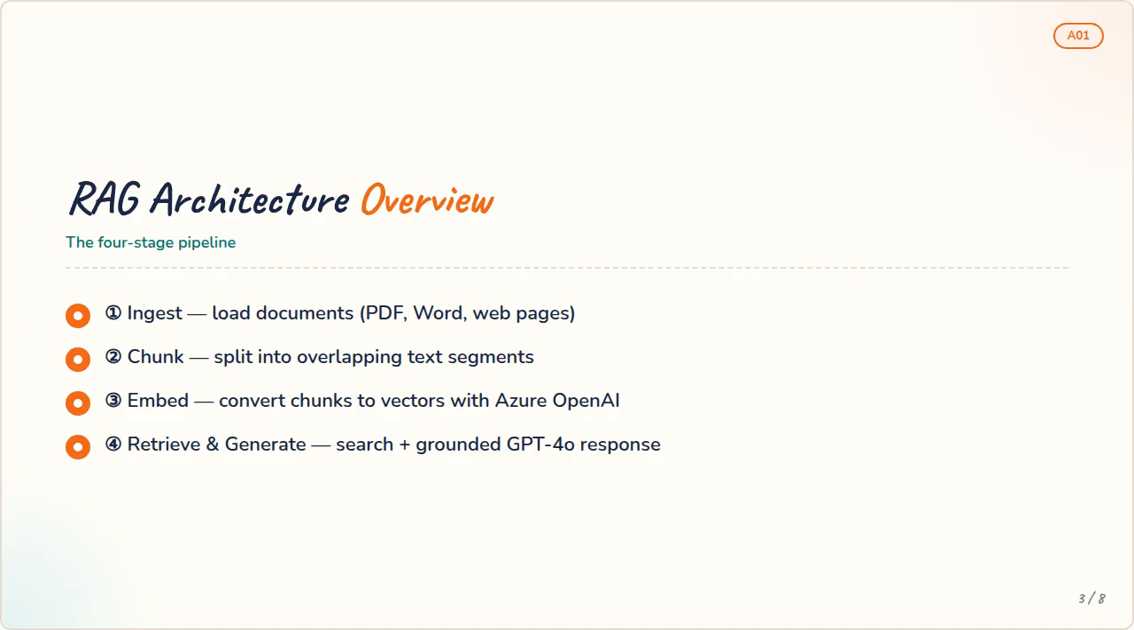The pipeline has 4 stages. Ingestion loads your source documents. Chunking splits them into manageable segments with overlap so context isn't lost at boundaries. Embedding converts each chunk to a vector. At query time, we retrieve the most relevant chunks and pass them to GPT-4o.